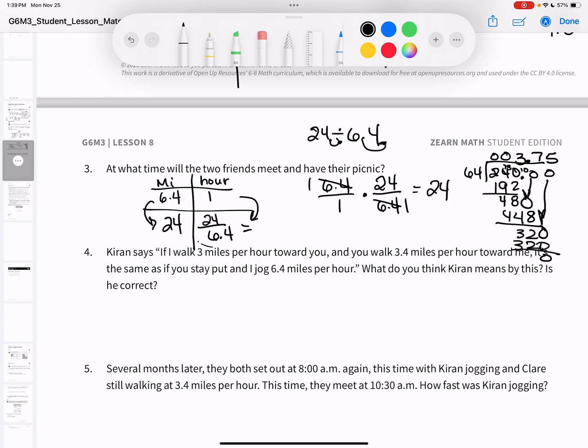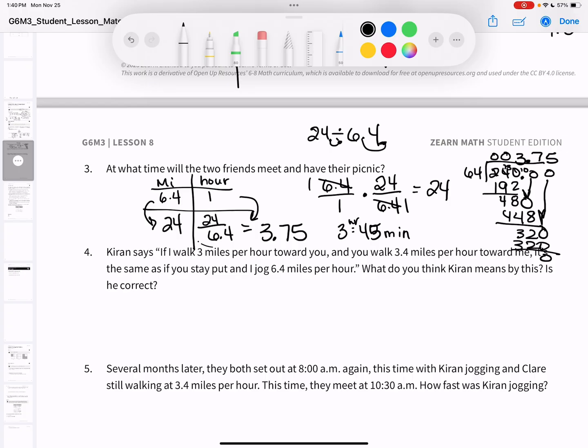So 24 divided by 6.4 gets us 3.75. So that's 3 hours and 75 hundredths of an hour. Okay, so that would really be 3 hours and 45 minutes. Yeah, 45 minutes. 3 hours and 45 minutes. Ooh, that one was a lot.